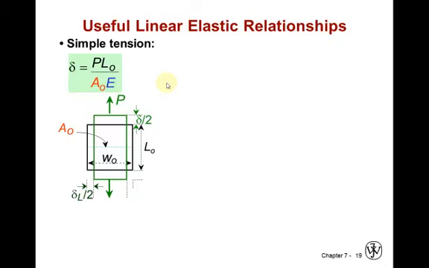If we combine Hooke's law with the definition of stress, we can come up with a formula for the deflection in tension. So the deflection is equal to the force times the original length divided by the original area times the elastic modulus. If we want to calculate the lateral deflection, we use a similar relationship, using instead the Poisson's ratio and the original width.